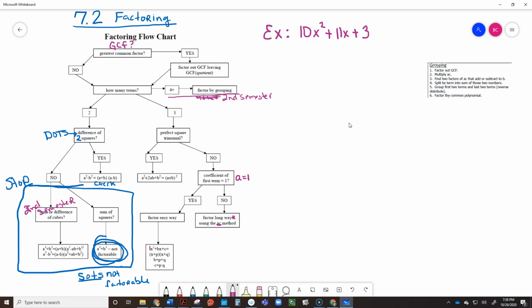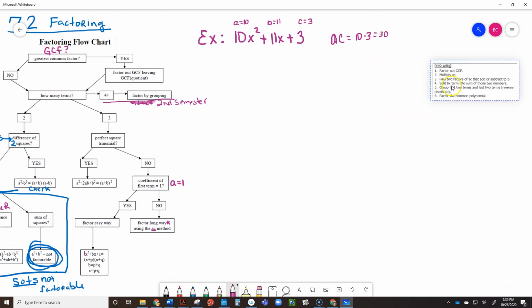We said, does A equal 1? No, so we've got to factor the long way using the AC method. First of all, notice that the very first step says factor out a GCF. Well, we've already tested it to see that the GCF doesn't come out. So the next thing it says is multiply. Remember, A right here is 10, B is 11, and C equals 3. So when they ask us to find AC, that means they're asking us to multiply 10 times 3 and get 30. So multiply A times C. Now, I'm going to slide this over just a smidge.